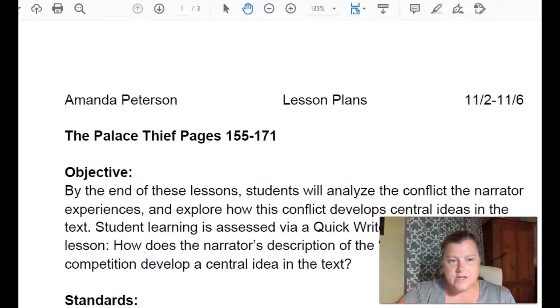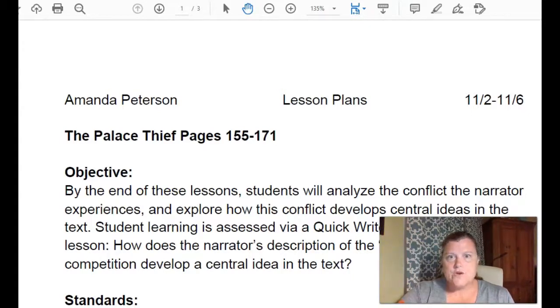The focus this week, your objective by the end of these lessons, is that you will be able to analyze the conflict the narrator experiences, internal and external conflicts, and explore how this conflict develops central ideas in the text. So you will be doing a quick write at the end of the lessons, on Thursday or Friday. How does the narrator's description of the Mr. Julius Caesar competition develop a central idea in the text?